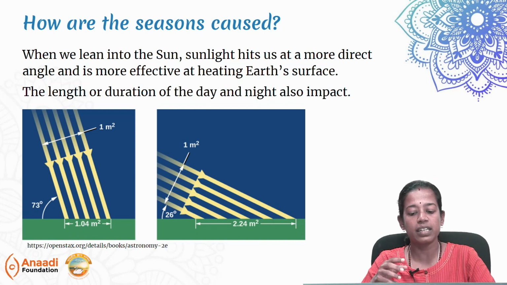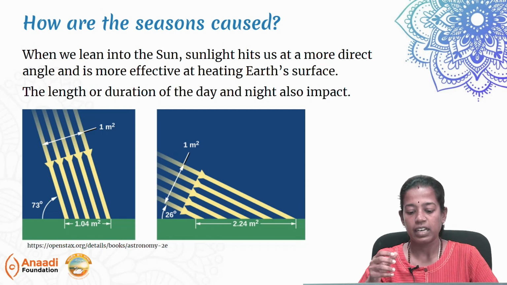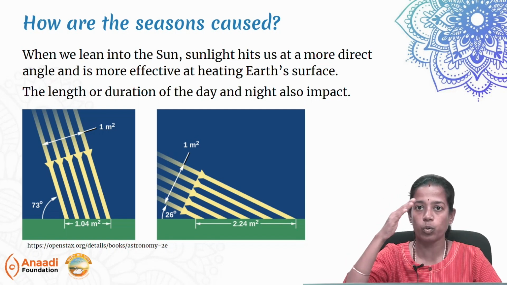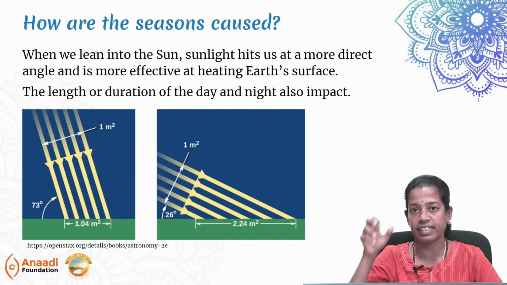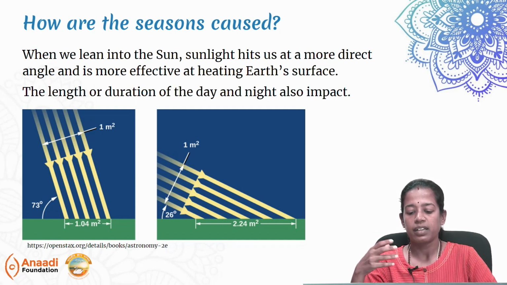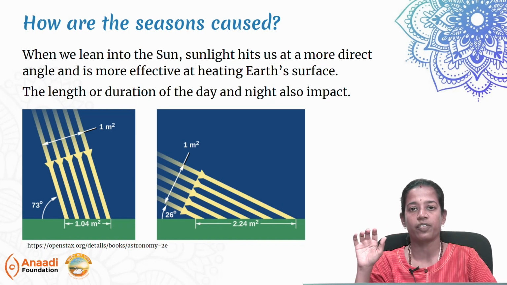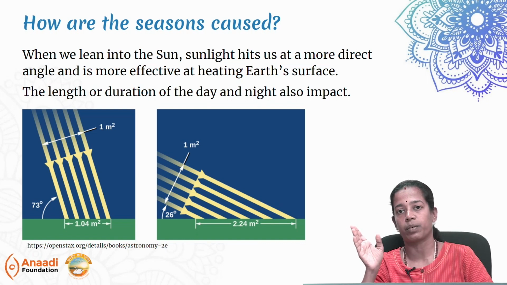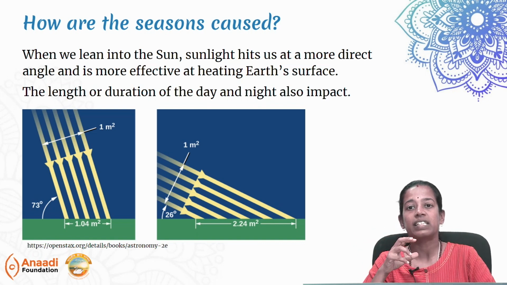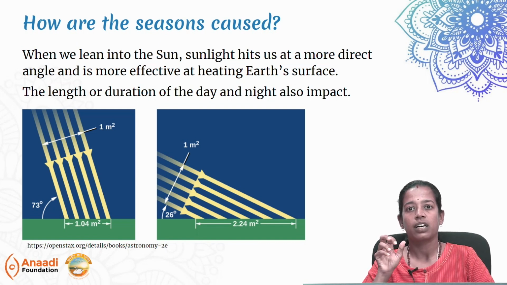As you can see in the image shown here, consider a 1 square meter area on earth. So, when the tilt is towards the sun, the rays that hit the earth's surface will be more direct, making an angle of incidence of about 73 degrees. But as the tilt is moving away from the sun, as in the earth moves away from the sun and the tilt is also away from the sun, the angle of incidence also becomes less. Thereby, the impact of sun rays on that particular 1 square meter becomes very less.